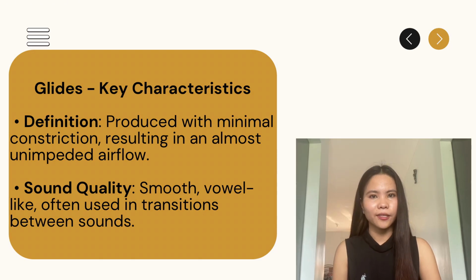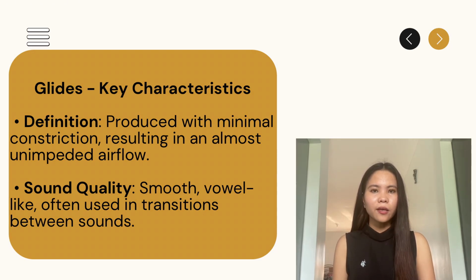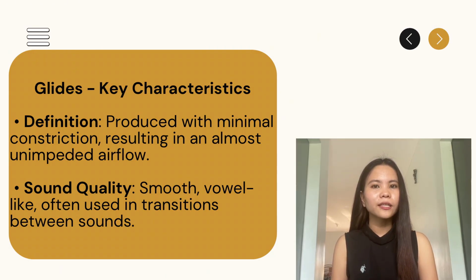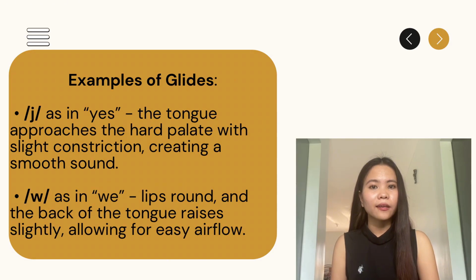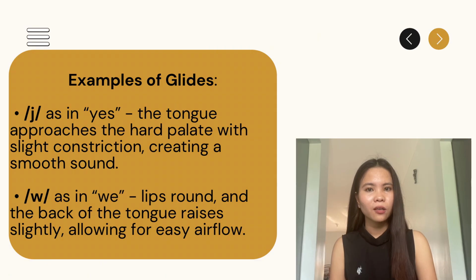Another one is glides, also known as semi-vowels, which involve a very minimal constriction in the vocal tract, resulting in nearly unimpeded airflow. Glides are transitional sounds, often occurring before or after vowels, and have a smooth gliding quality. For example, "y," as in yes: the tongue approaches the hard palate, creating only a slight constriction which produces a smooth vowel-like sound. The next one is "w," as in we.